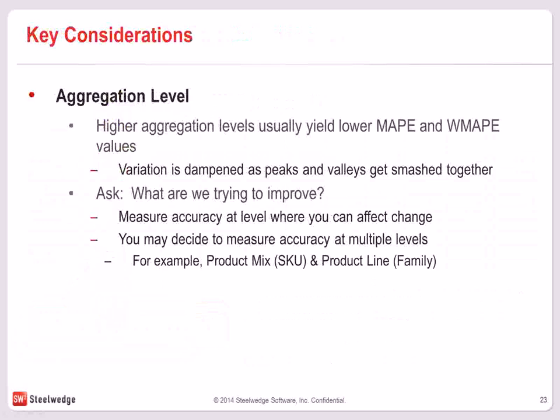If you're trying to use it for marketing purposes and you really just need to know about a product line, then it's quite appropriate to measure it at the more aggregate level. But if you measure it at that more aggregate level and then try to use that forecast to improve your product mix or SKU forecast, you're losing a lot of important information because you've grouped a lot of items that may have deviations, but they cancel each other out.